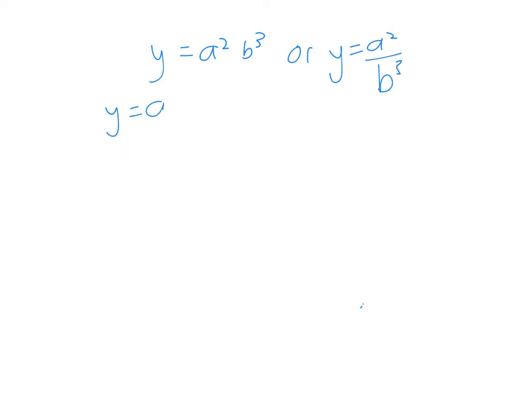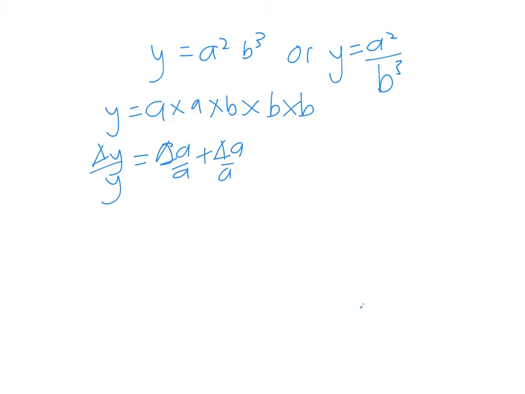Now, let's say your equation involves power, for example, y equals a squared times b cubed, so there's a power there, or y equals a squared over b cubed. Now what do we do with the power? If you want to see, you can break it down to a times a times b times b times b, right? If we use back our previous formula, then it will be delta y over y equals delta a over a plus delta a over a plus delta b over b plus delta b over b plus delta b over b. Correct or not?